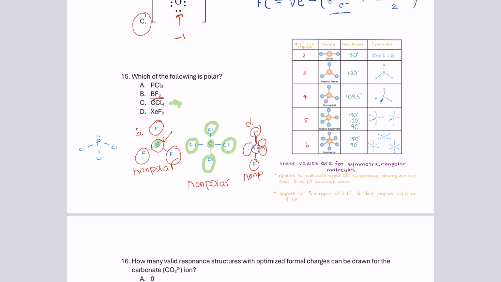The other subcase for this trend is when a molecule has 6 total electron regions, and either 2 or 4 of those regions are lone pairs. That is going to make a molecule nonpolar. So just from those rules and scenarios, we were able to determine that B, C, and D are all nonpolar, and A is polar. So the correct answer for problem 15 is A.